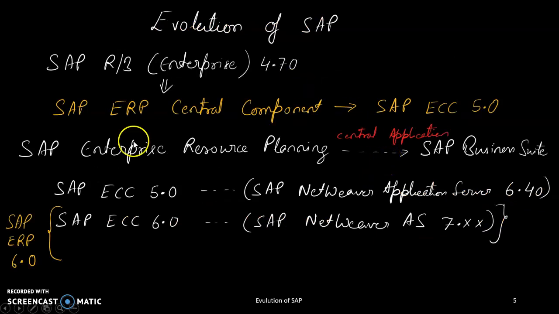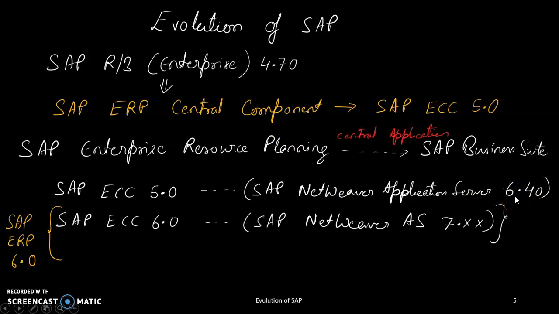Further, SAP Enterprise Resource Planning (ERP) is a central application of SAP Business Suite. The central software component of SAP ERP is SAP ERP Central Component, that is SAP ECC, which is SAP ECC 5.0. It can thus be considered the successor of SAP R3 Enterprise. It operates on the basis of SAP NetWeaver Application Server 6.40.